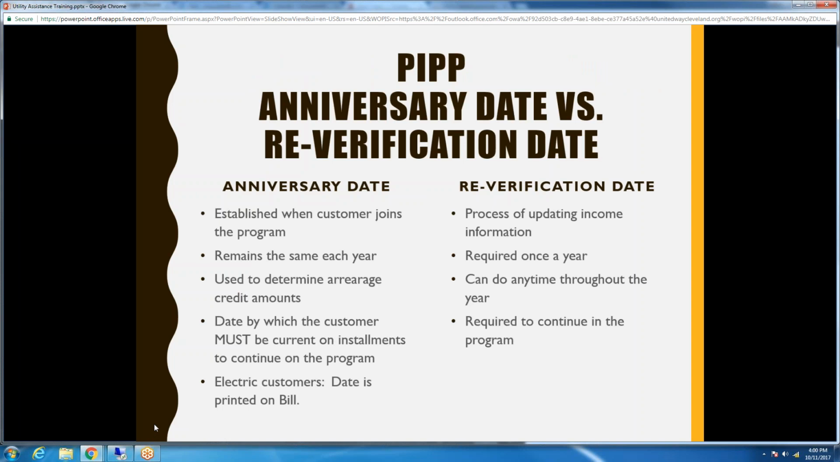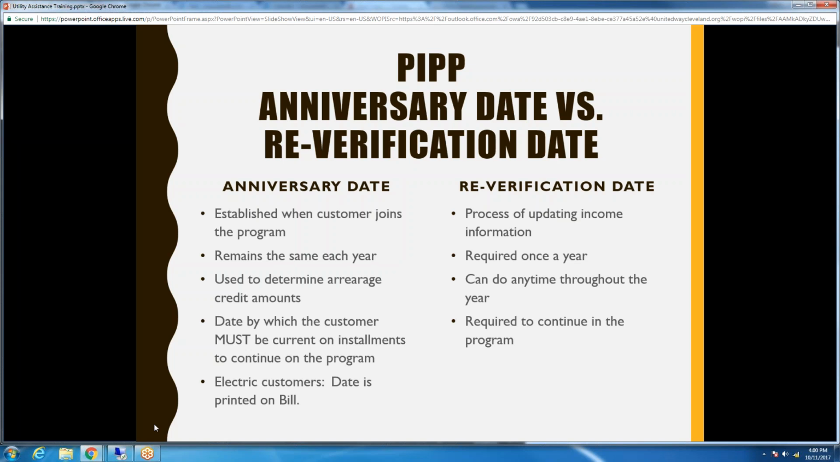All right, so there's PIP anniversary date versus re-verification date. Now, the anniversary date establishes when the customer joins the program, and that remains the same each year, and is used to determine the arrearage credit amounts. And this is the date by which the customer must be current on all their PIP installments to continue on the program. And for electric, the date is printed on the bill.